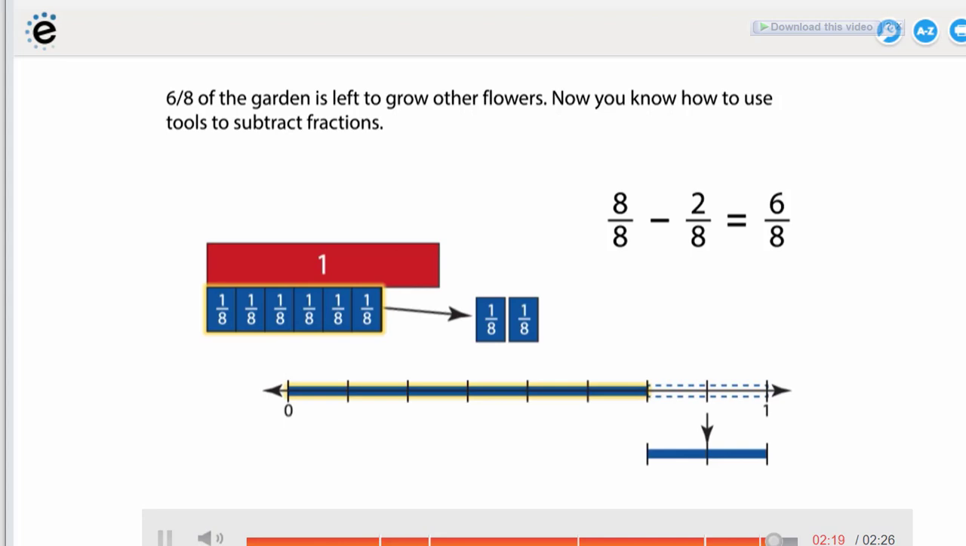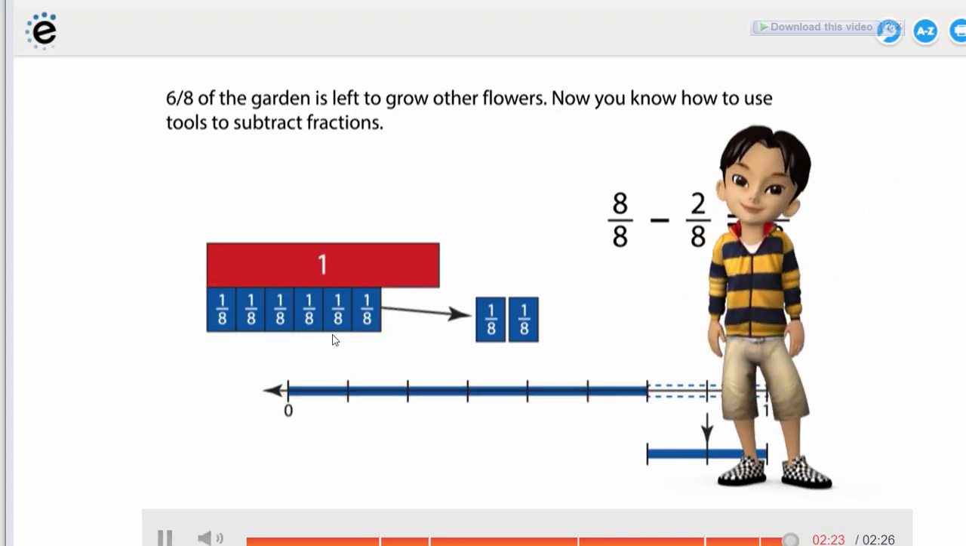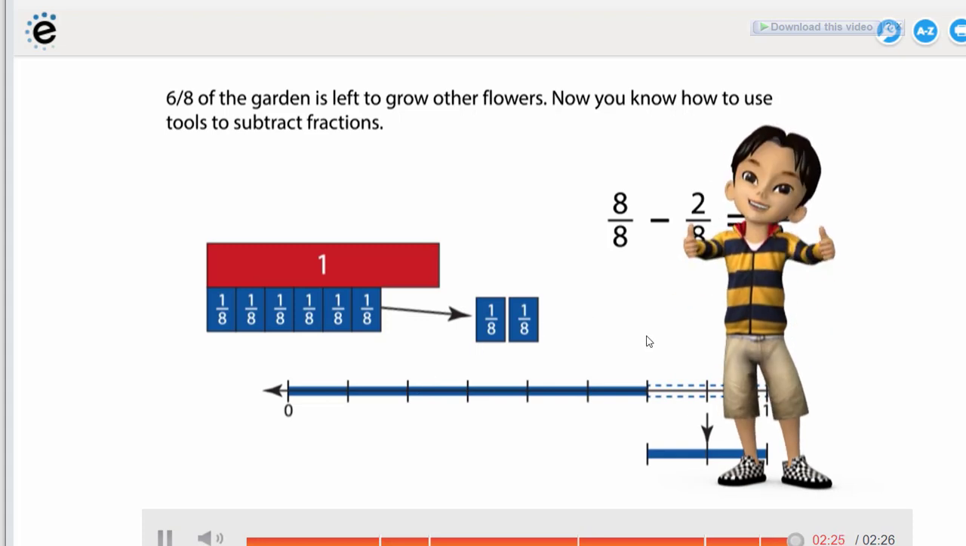Six-eighths of the garden is left to grow other flowers. Now you know how to use tools to subtract fractions.